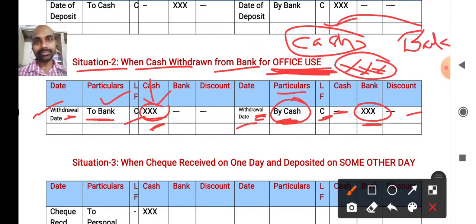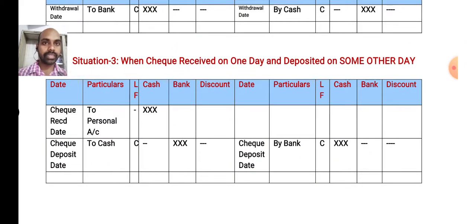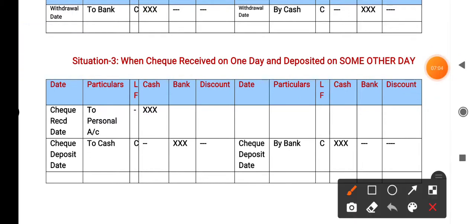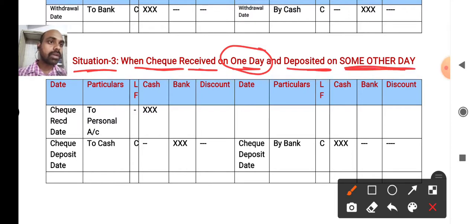Right? So two things we have done. Situation 3, let us see situation 3. This is a little bit tricky one, critical one. Situation 3 is when a check is received on one date and deposited on some other day.